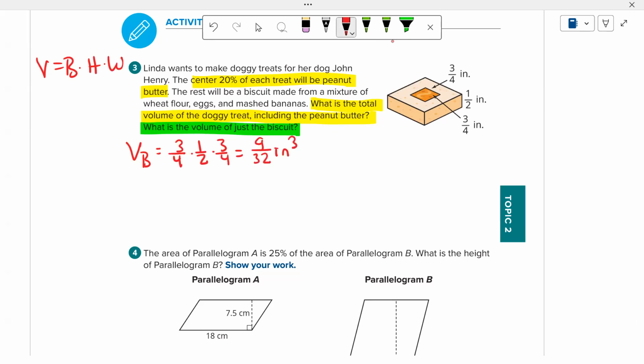Now, if you want the total volume, that's a little different. Now that we know the volume of the biscuit, we know the center of each treat is 20% peanut butter, the rest is the biscuit. So that's the volume of the biscuit. Gotcha. So what we want is the total. So what we need to do is set up, we know it's 20% over 100. 9/32 is equal to the 20%. And then we don't know the total volume. Remember, this is the whole. This is the part. So we do our math like normal.